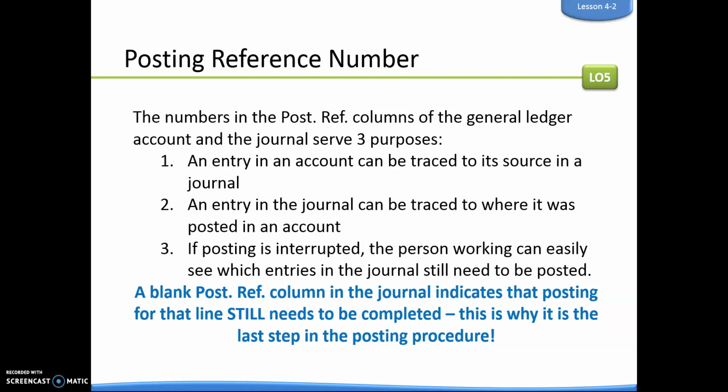And if for some reason you get interrupted while you were doing this, the person can easily look and see which entries have been posted if you don't forget to do that step 5. Because if you have a blank post reference column, that means that you haven't finished that and that it still needs to be completed. And that's why it's the last step in the posting procedure. So don't forget to do it, is what I'm getting at.